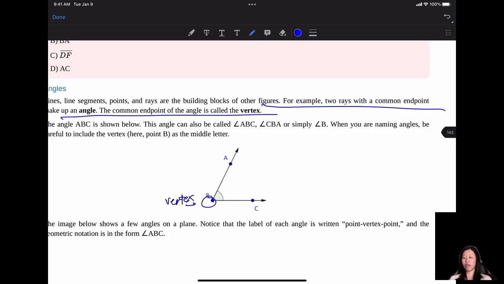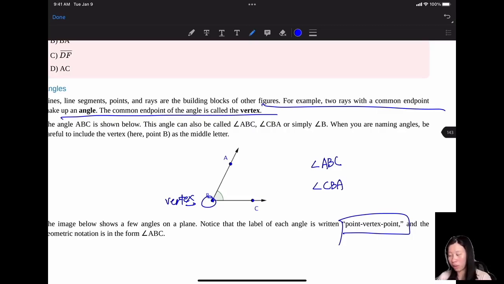So when we have a notation for the angle, we usually go by an order: the endpoint of a ray, the vertex, and then another endpoint. So for example, in this one, you can say angle ABC. We use this notation as angle. Or you can do it the other way, which is angle CBA. Either way, it works. These 2 are equivalent.